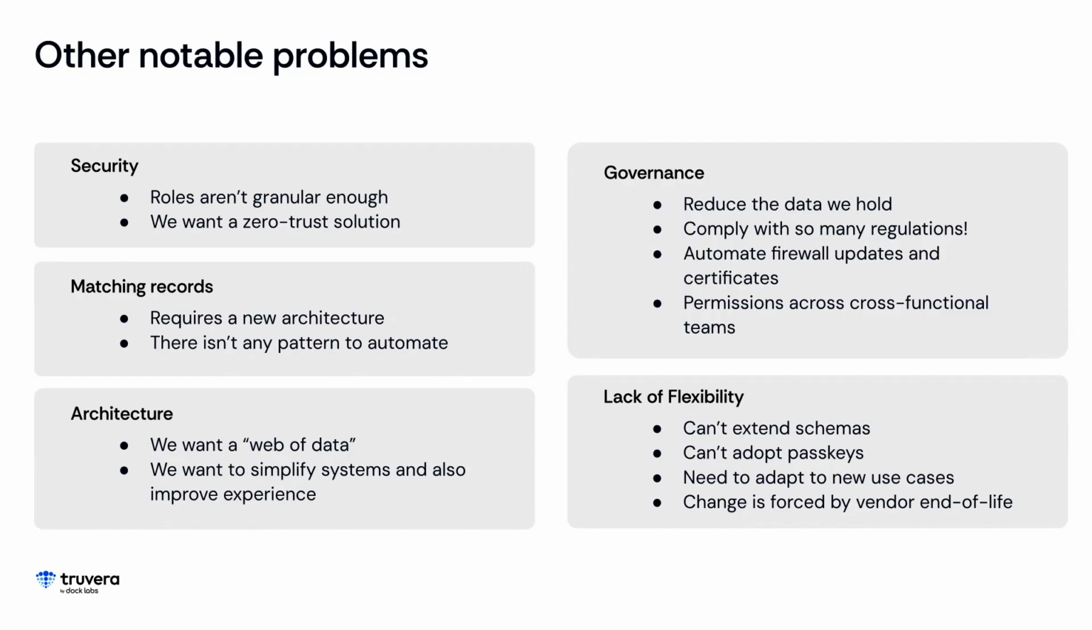We heard governance come up a lot. People want to reduce the data that they're holding because it's a liability. There are so many regulations to comply with. We heard that a couple of times. There's also the internal challenge of when the firewall changes, how do you know everything needs to change? When you need a new integration, how do you get the port open? When the certificates expire, how do you get the new certificates pushed everywhere? That kind of governance. And as you move across cross-functional teams, managing permissions and offboarding those experiences gets even harder.